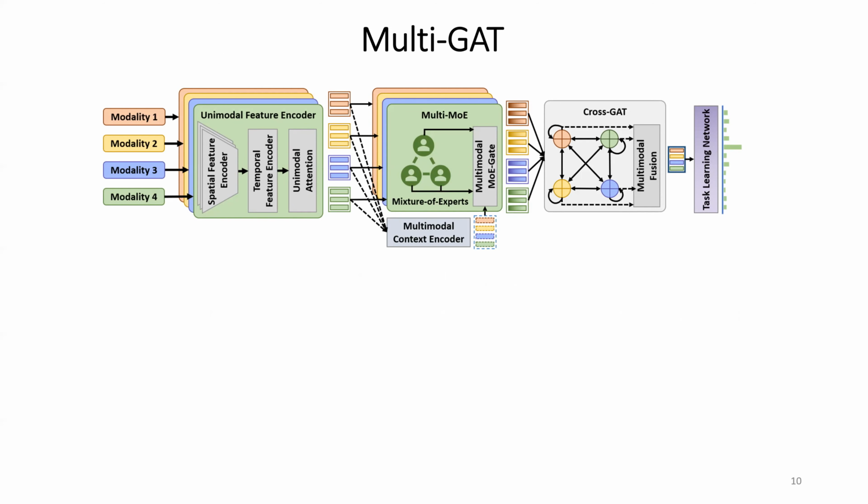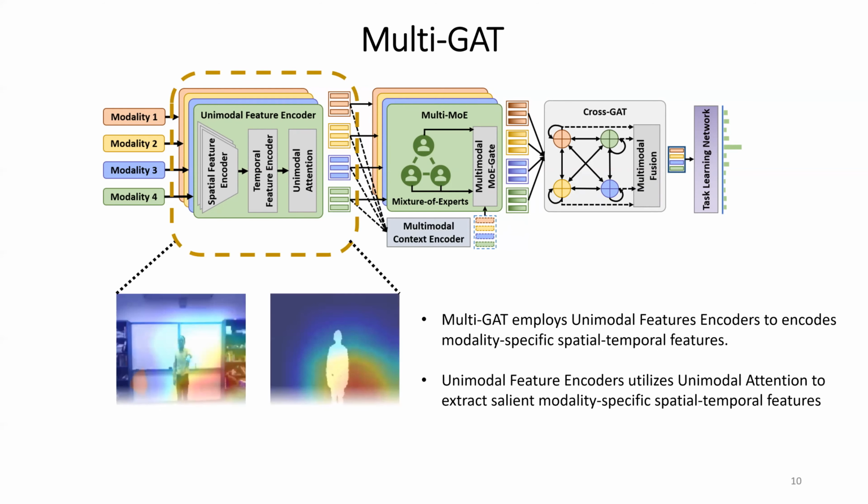In our proposed approach, there are modules: the unimodal feature encoder, the multimodal mixture of experts, and the cross graphical attention. In the unimodal feature encoders, we sequentially employ the spatial feature encoder, temporal feature encoder, and the unimodal attention to extract the salient modality-specific features. These salient features will be used for the multimodal representation learning. We employ the unimodal feature encoders independently so that we can capture each modality's feature complexity and characteristics separately.